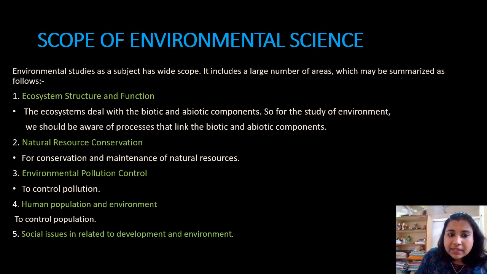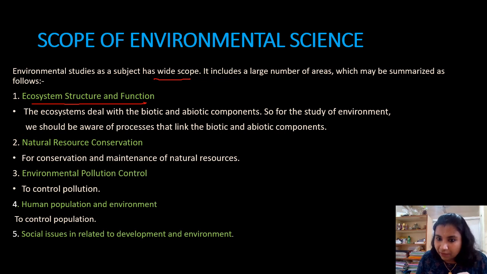So environmental study as a subject has a wide scope. It includes a large number of areas which I have summarized here. Ecosystem structure and function. As you know, ecosystem deals with interaction between biotic and abiotic factors. To understand these relationships, we need to understand our environment. If we understand our environment, it will be easy to understand the processes, the interrelationships that exist between the biotic and abiotic component.